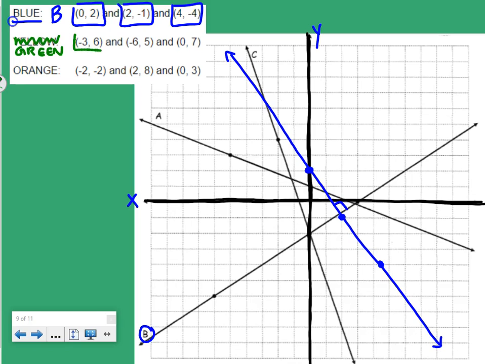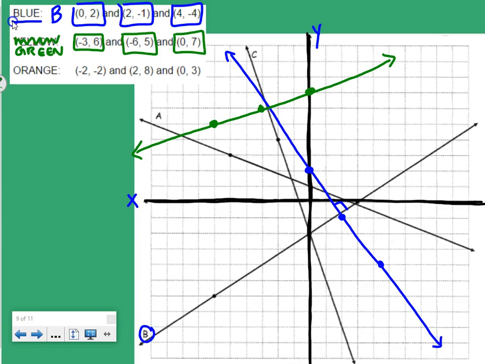So then we're going to plot negative 3, 6: to the left 3, and then up 6. Plot a point right there. Negative 6, 5, so that means we're going to start in the middle of our graph, go 6 to the left, and then go up 5. And 0, 7. Start in the middle of your graph, don't go left or right, just go up 7. Right there. Connect the points to make a nice straight line.